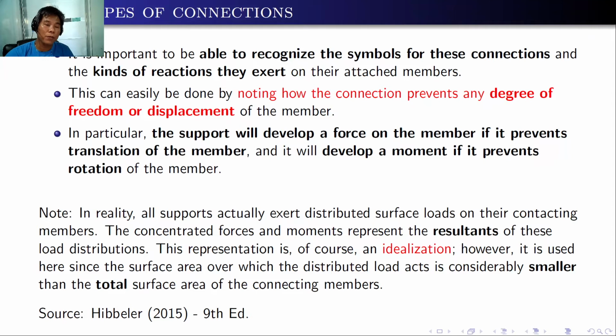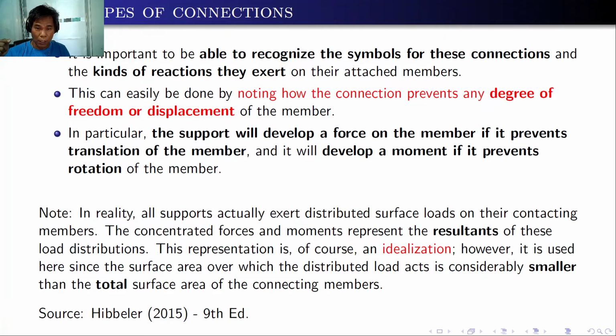For more types of connections, it is important to be able to recognize the symbols for these connections and the kinds of reaction they exert on their attached members, so that when we are modeling for structures, as soon as we know the connections and reactions, we can just use the symbols as presented. This can be easily done by noting how the connection prevents any degree of freedom or displacement of the member. In particular, the support will develop a force on the member if it prevents translation of the member. So remember, the support will develop a force on the member if it prevents translation of the member.